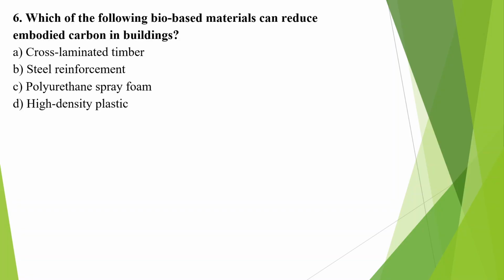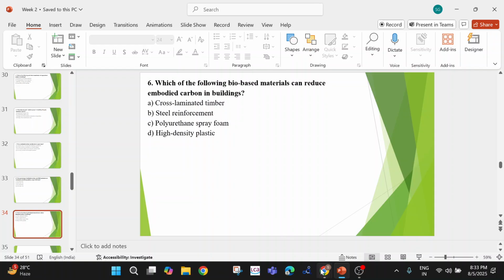referred to as a source or the material to reduce the embodied carbon in buildings if they are constructed with such kinds of materials. Other materials, as compared to the first option, have high carbon emissions. That's why option A, as I can see most of you have opted, is the correct answer. Option A, cross laminated timber. Can we move to the next question? Everybody is fine?